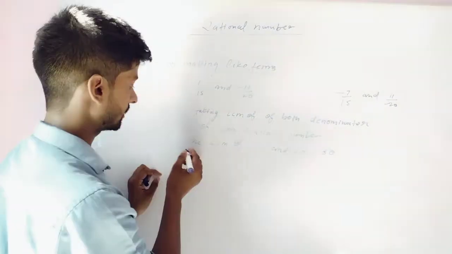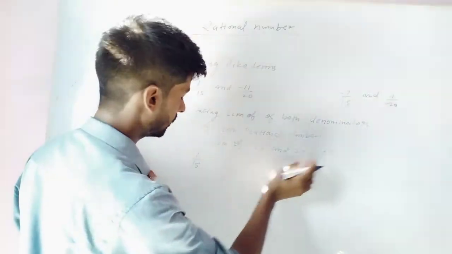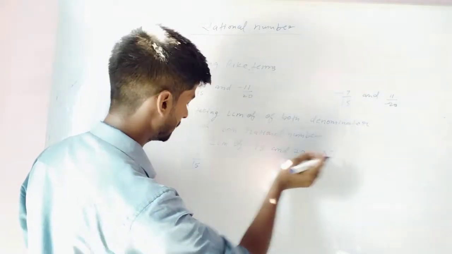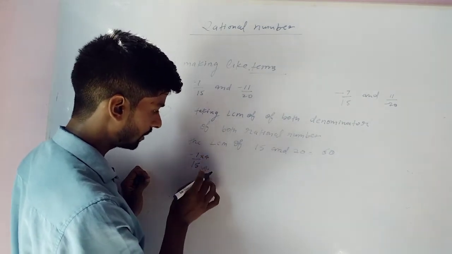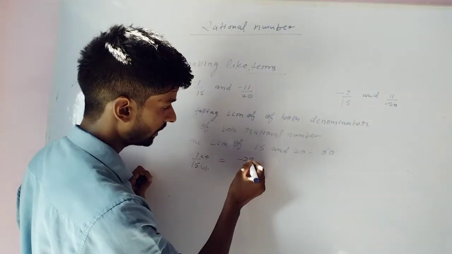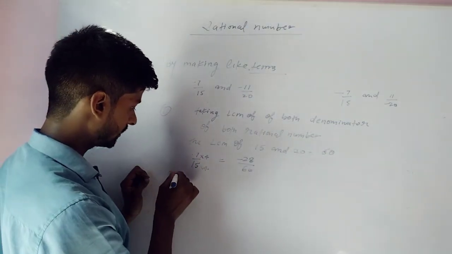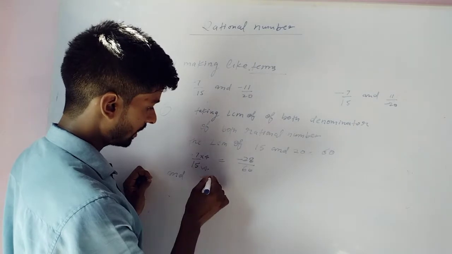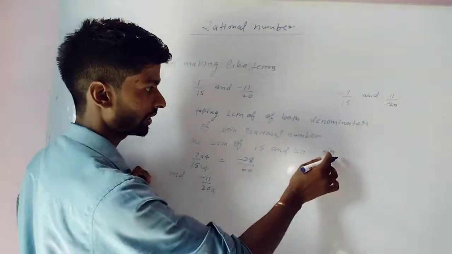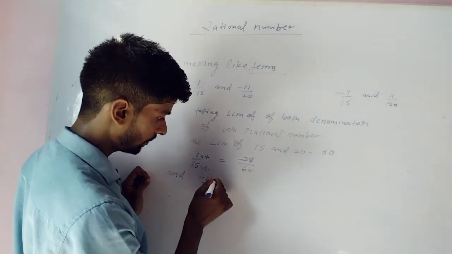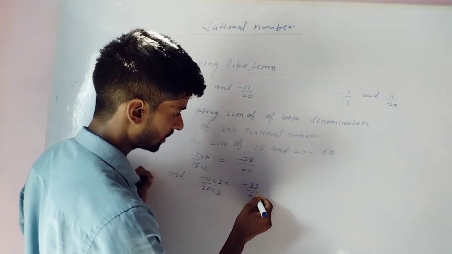Now the first rational number is -7/15. We make its denominator equal to the LCM by multiplying by 4, and in the numerator we multiply by the same number. So we get -28/60. Then we take -11/20. What number should be multiplied with the denominator 20 to get 60? That is 3. So in the numerator we multiply by 3 as well, and we get -33/60.